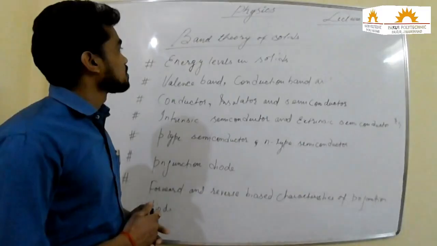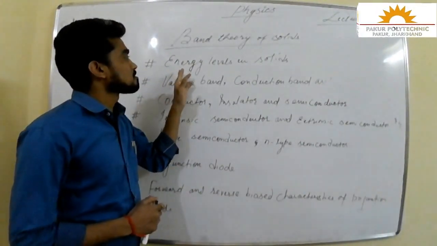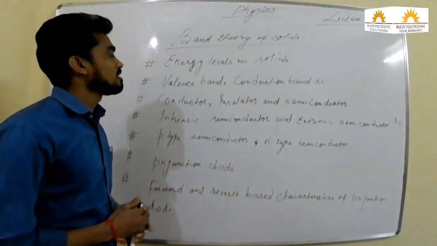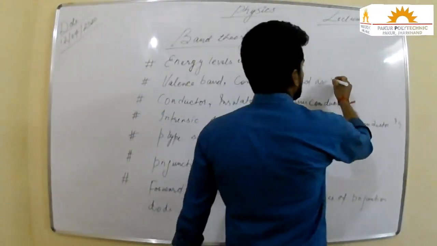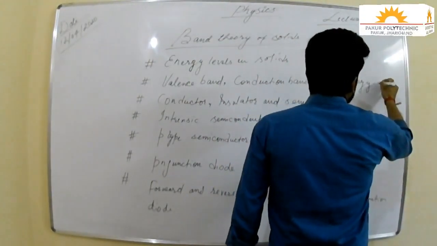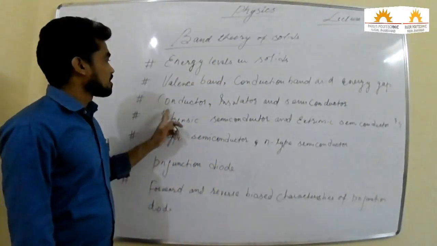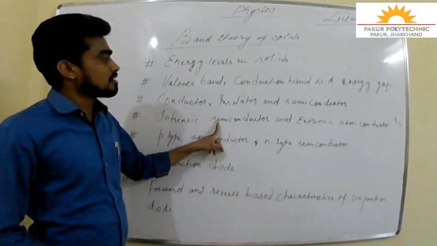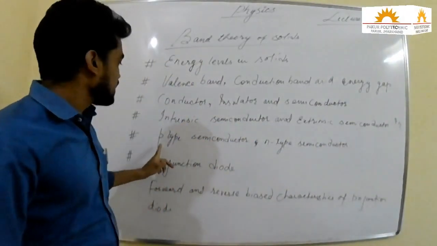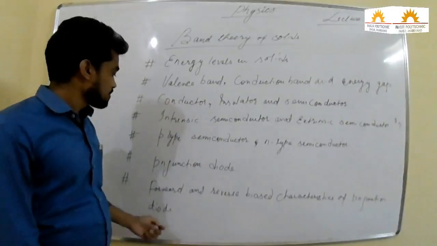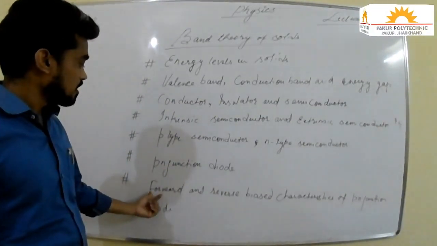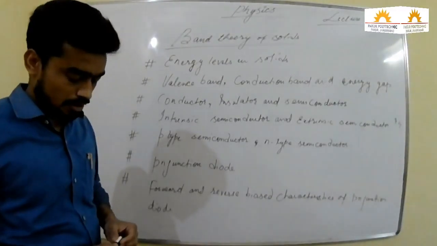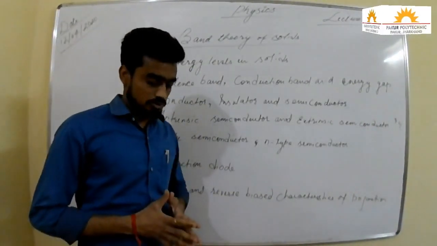Before going to the chapter, let's look at the syllabus according to JUT, which is as follows: energy levels in solids, valence band, conduction band, and energy gap, conductor, insulator, and semiconductor, intrinsic semiconductor and extrinsic semiconductor, p-type semiconductor and n-type semiconductor, p-n junction diode, and the last is forward and reverse biased characteristics of p-n junction diode. So this is the syllabus according to JUT.